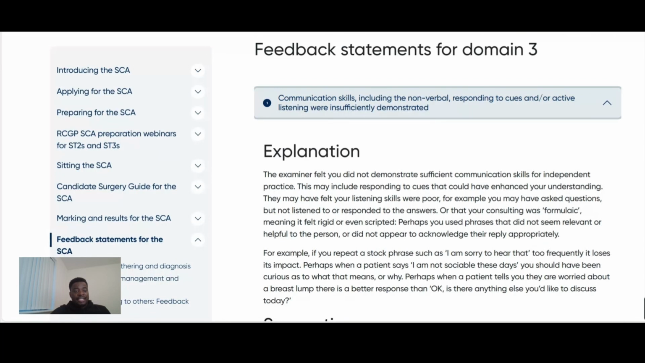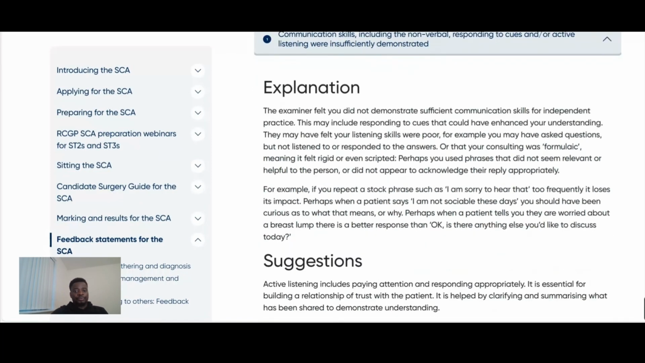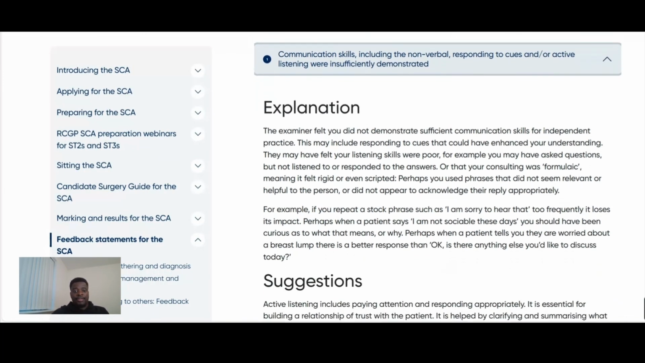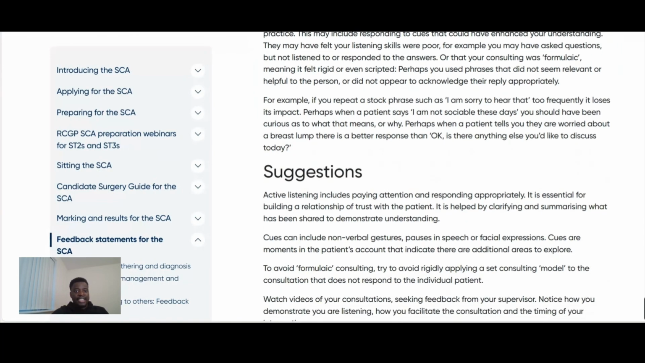It may mean that the doctor came out formulaic and it appears they've got a structure which they rigidly followed. If, for example, you repeat, "Oh, I'm sorry to hear that," all the time, it almost comes like this doctor has been coached and trained to do so. And so even when the situation doesn't exactly demand it, the doctor goes ahead to say the same thing. So should that be the case, the examiner will mark the doctor down and pick this option to justify marking them down.